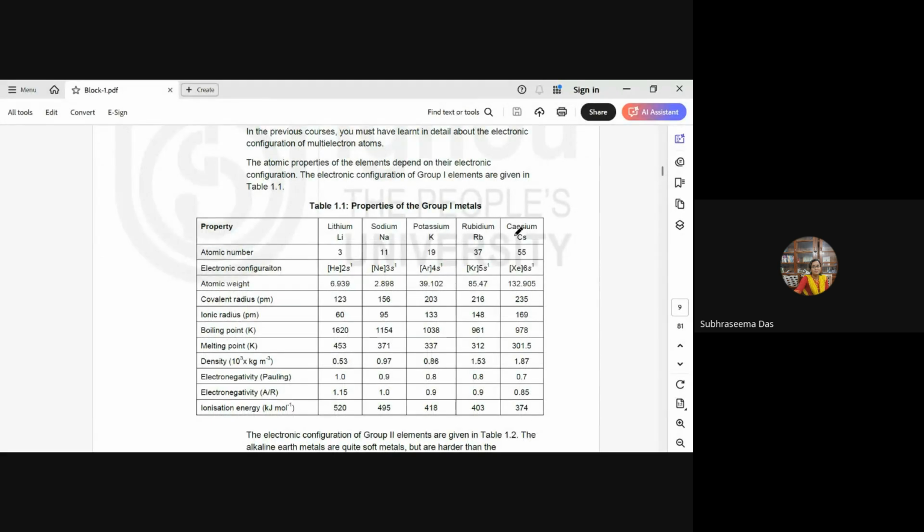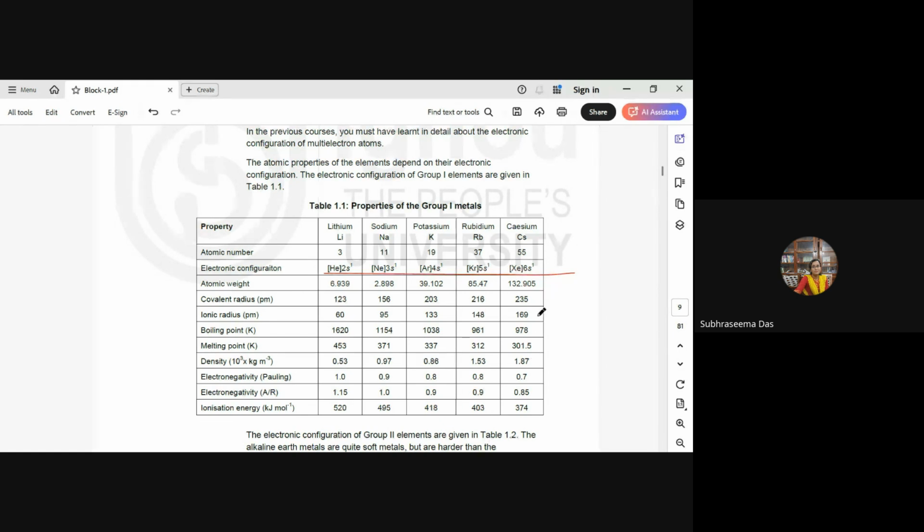When we look into their electronic configuration, they are called group 1 elements because in their last shell, they contain one unpaired electron in the s orbital. Here you can see lithium is 2s1, sodium is 3s1, potassium is 4s1, rubidium is 5s1, and cesium is 6s1. Since the last electron goes into the s orbital, they are also called s block elements, and they are called group 1 elements because only one unpaired electron is present in the last orbital.